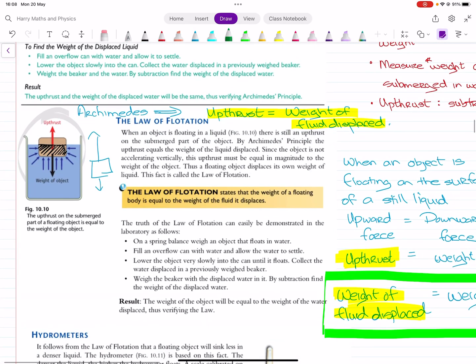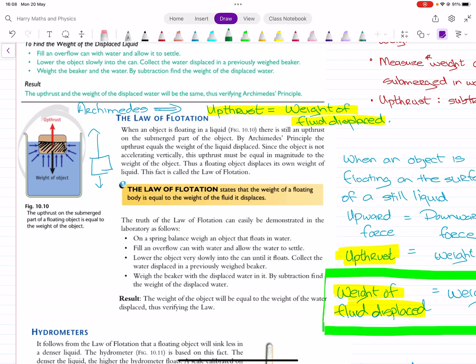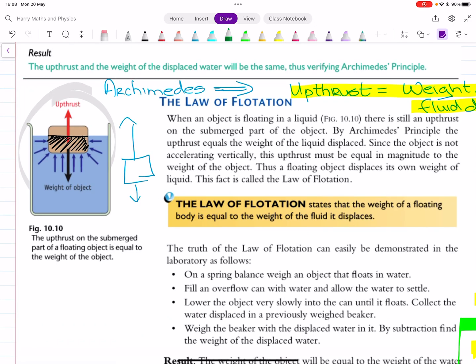Then you have the law of flotation. So the law of flotation, like in the picture, is where the object is floating. So like you push it into the liquid and it gradually works its way back up until it sort of bobs on the surface. So provided the surface is completely unmoving, calm, still, yeah?